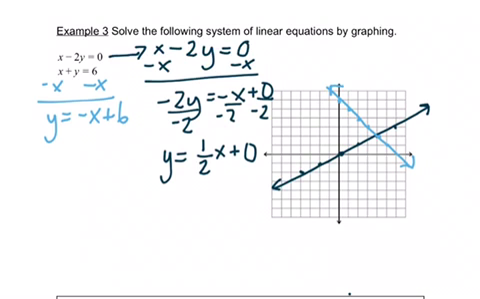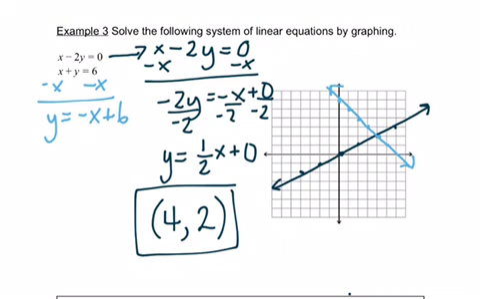And so what are the coordinates of that point? The x-coordinate is 4, and the y-coordinate is 2. These two lines intersect at 4, 2. That's the end of task 1. Try this on the worksheet for task 1 now.